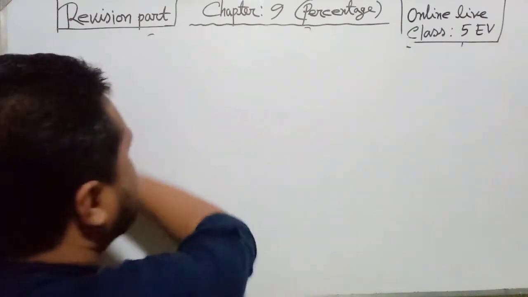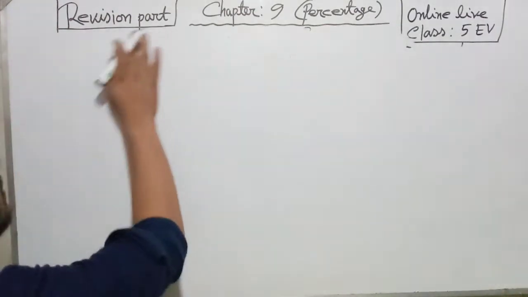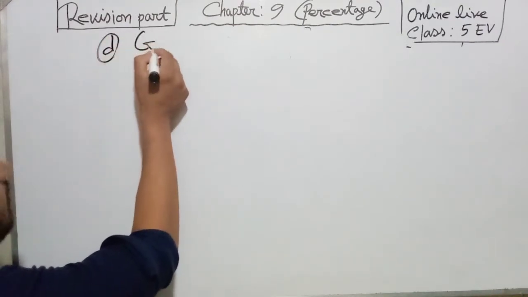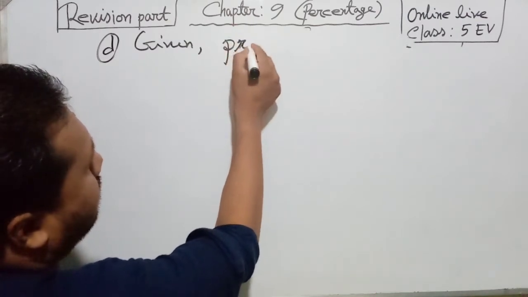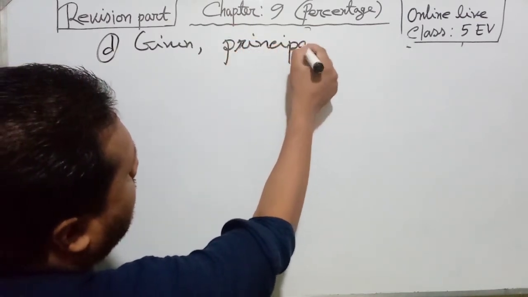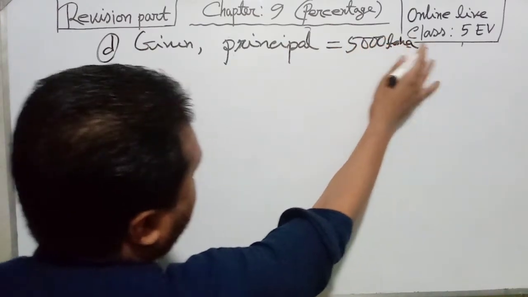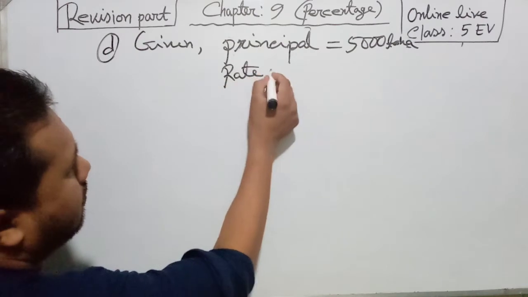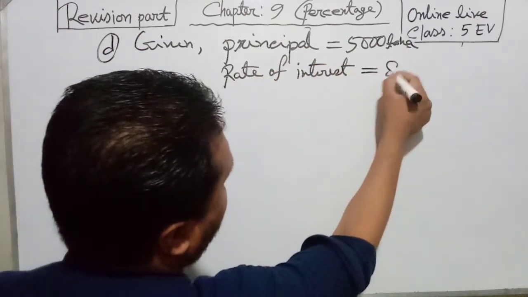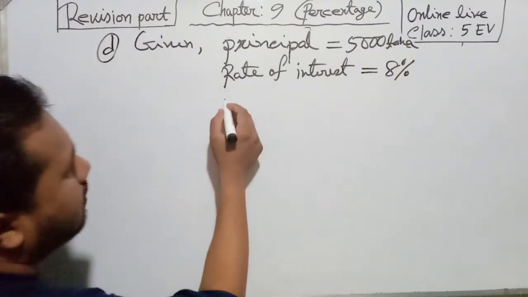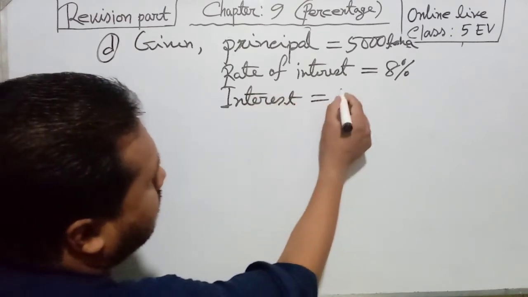Our question D number said, in how many years will the principal become 4000 taka? So at first write here the given part: our principal 5000, rate of interest 8%, and our interest equals 4000 taka.